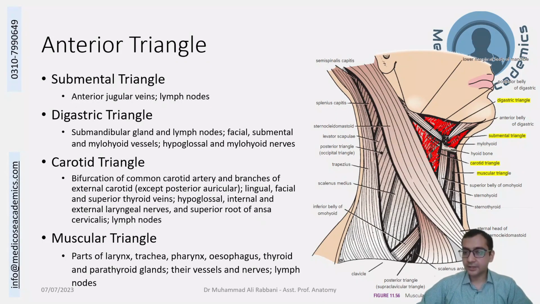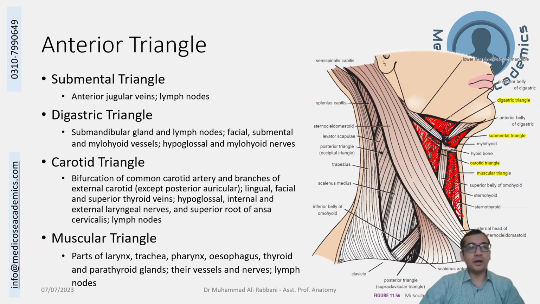And we are left with the muscular triangle. It is present between the superior belly of omohyoid, sternocleidomastoid, and the midline. Of course, the upper base is also made by the hyoid bone. So these are the structures that form the four triangles of the neck.